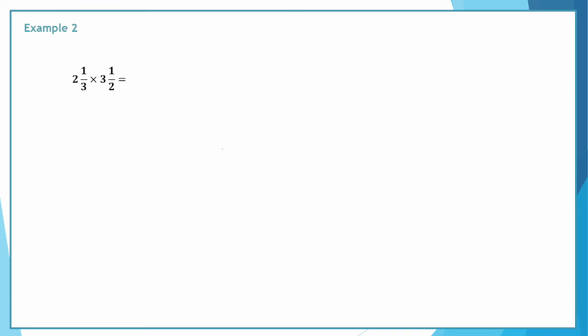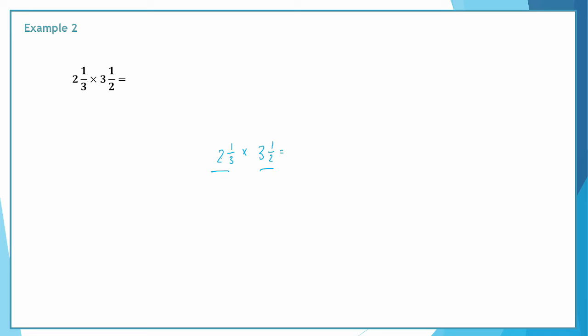So here we have our final example. So we've got 2 and 1 over 3 times 3 and 1 over 2. So this is going to be done much the same way as we've done our previous examples, except we're going to start off by converting these from mixed numbers into improper fractions. So if you go ahead and check out lesson 1 of our fractions, you'll see how to do this. So we'll just go ahead and do that. I'll do it here quickly again.